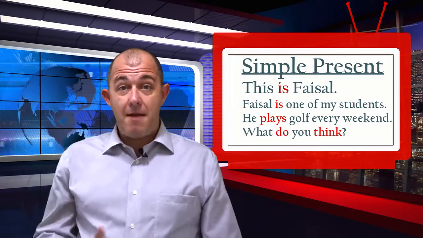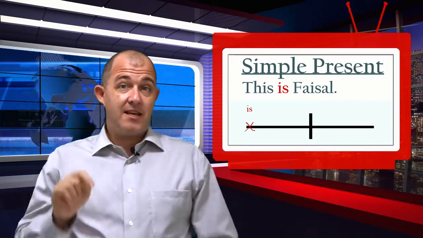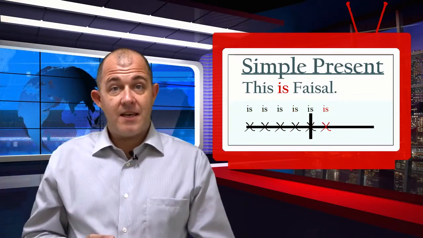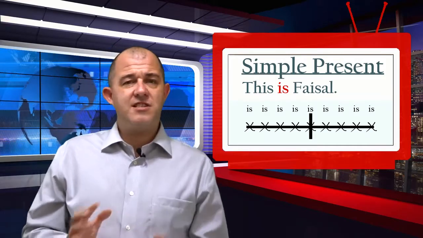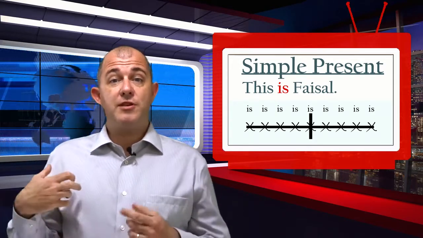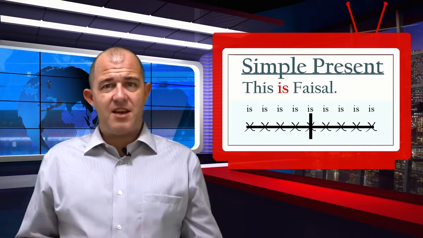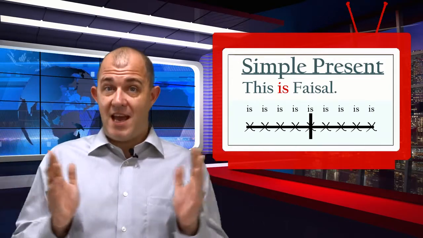If you look at the timeline, what you can see is the verb is in the past, in the present, and in the future. And what this is communicating is a general truth. It's a state of being for Faisal because he is Faisal. It's something that does not change as time moves on. Simple present is used to express general truths and routines and habits. Things that are always true, or never true, or true with some frequency between always and never.